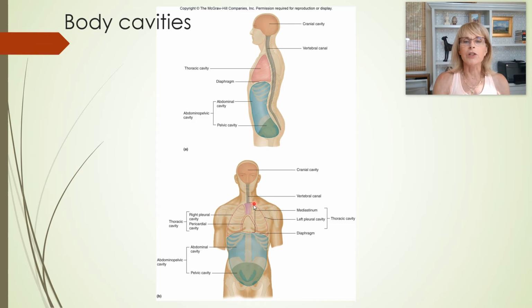And then there is a space between the lungs. The space between the lungs is this one, the mediastinum. The mediastinum is the place between the lungs. What's in the mediastinum? Holy cow, so much.